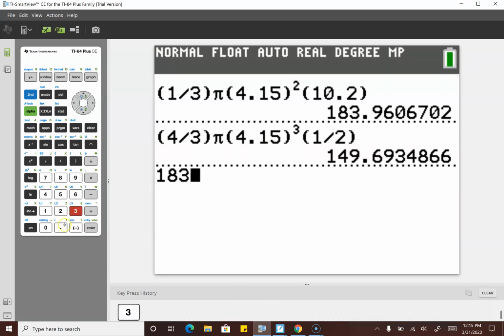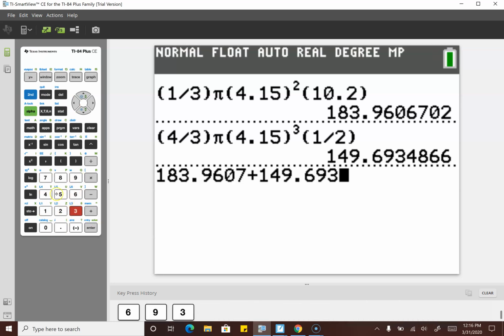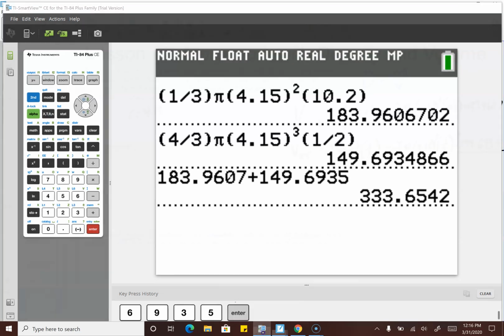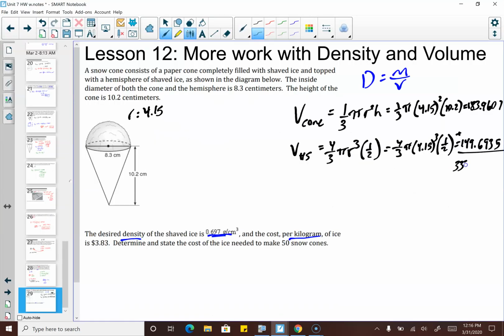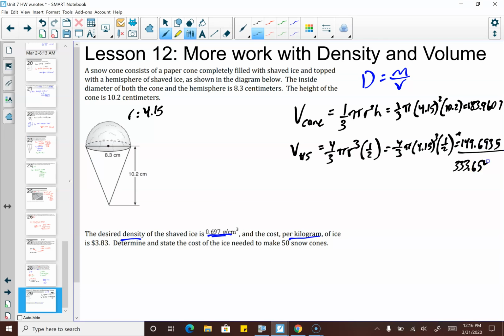So now if we want a total, we're going to add those two together. 183.9606 plus 149.6935 gives us a total volume of ice of 333.6542. Okay, so there's our total volume.